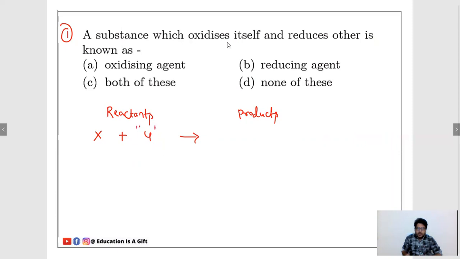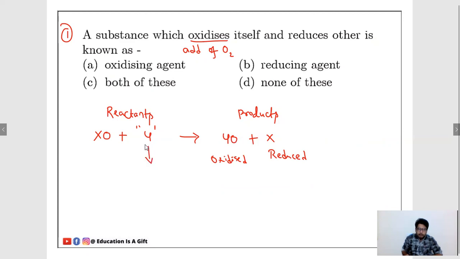A substance which oxidizes itself. So Y is becoming YO. What is meant by oxidation? Oxidation is nothing but addition of oxygen, itself, and reduces other. So previously oxygen is with X, and after combination we got YO and X got reduced. Here X got reduced, Y got oxidized. So what do we need to call this Y?